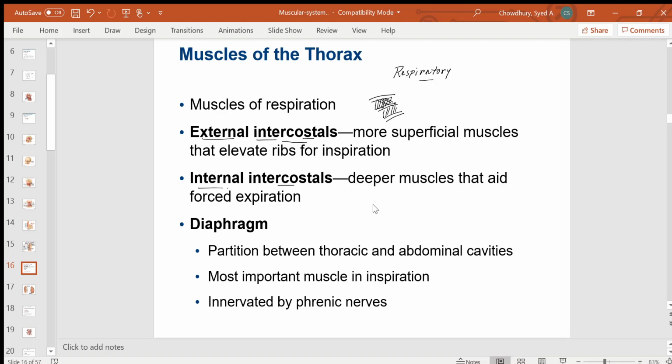The direction of the fibers is kind of opposite. So one is external, the outer one, another is internal. And under the lung you have the diaphragm, which is also a muscle. So these three muscles directly help in breathing. That's why those are called the muscles of respiration or respiratory muscles. Okay.